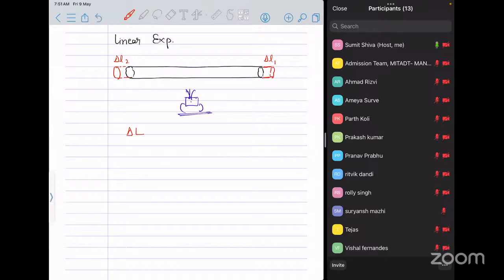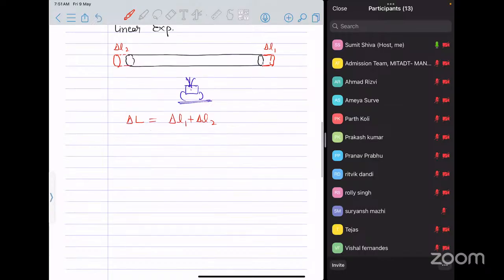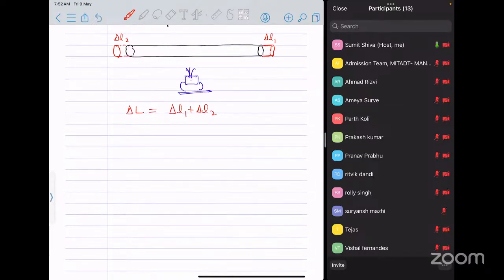Delta L is basically the overall expansion, which may be in the positive direction as well as in the negative direction. So delta L is equal to delta L1 plus delta L2. In this discussion, we are not interested in delta L1 and delta L2 separately. We are simply interested in the overall expansion, which is delta L. It means I am not going to calculate delta L1 and delta L2 separately, but we will calculate delta L in a single shot, or overall delta L.